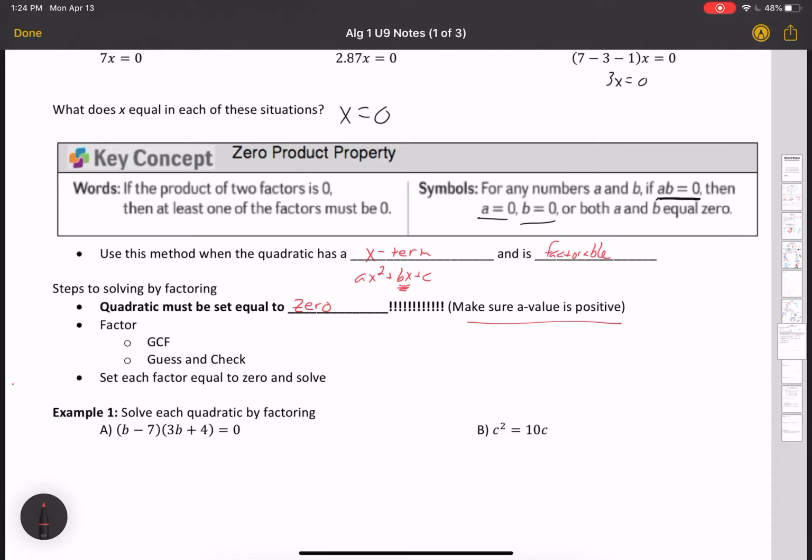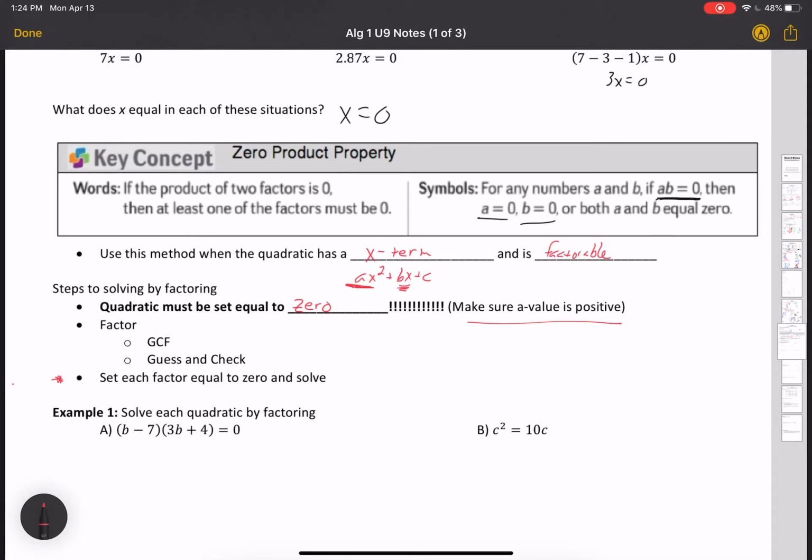Another little hint or help, make sure your a value is positive. We don't want an a value to be negative, which means we would have to factor out a GCF of negative. Just make your life a little bit easier and always make sure that your a value is positive. And then after it's set equal to 0, try to factor it. Look for a GCF, guess and check. And then once it's factored, here is our new step. We're going to set each factor equal to 0 and solve.